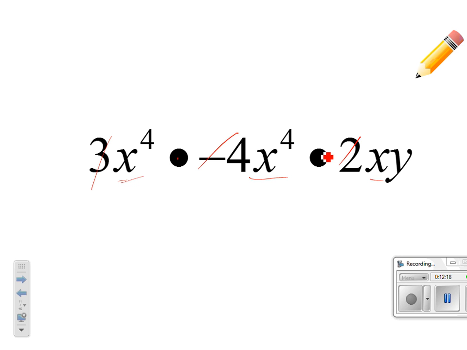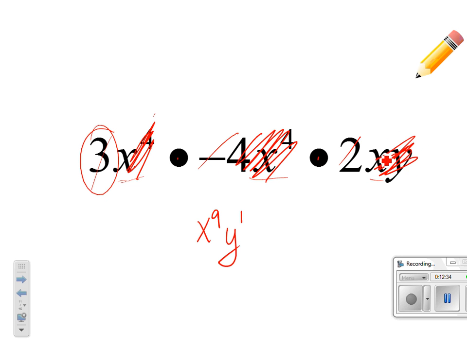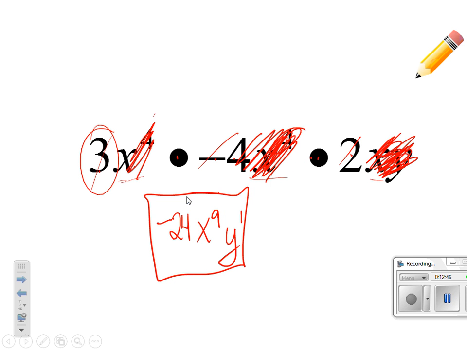They're all being multiplied. The rule about multiplication is that we add them together. So 4 plus 4 plus 1 is 9. I only see one y, so I'm going to bring that y to the 1 down. Now, what would I do with these numbers? Well, if I took out the exponents and the x's, it would say 3 times negative 4 times 2. Well, 3 times negative 4 is negative 12 times 2 is negative 24. That would be my answer.